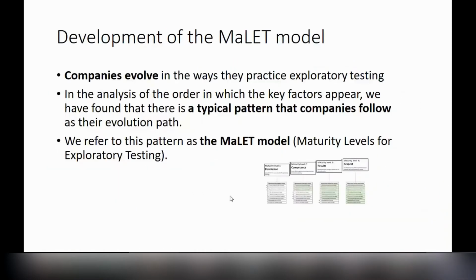So this model, what is it then? Well, what we've seen in our studies is that companies evolve in the way they practice exploratory testing. In the analysis of the order in which we could observe these key factors, the key factors for efficient and effective exploratory testing, we saw that there's a typical pattern that companies seem to follow in their evolution path. What we then did is that we constructed this model, and we'll refer to this pattern that we.